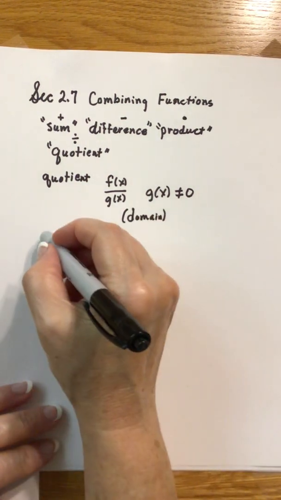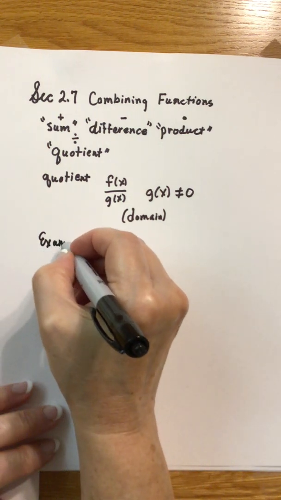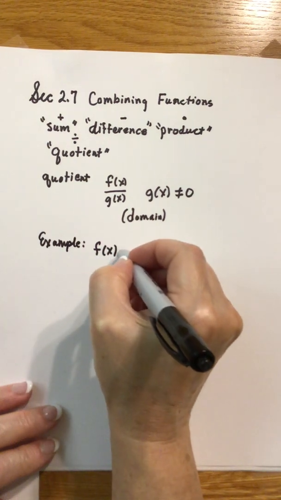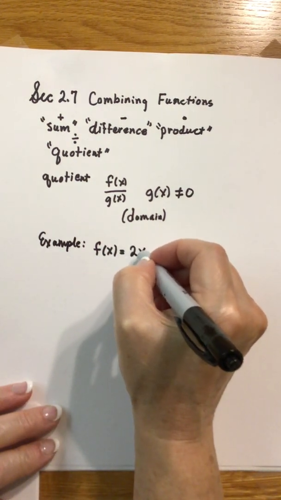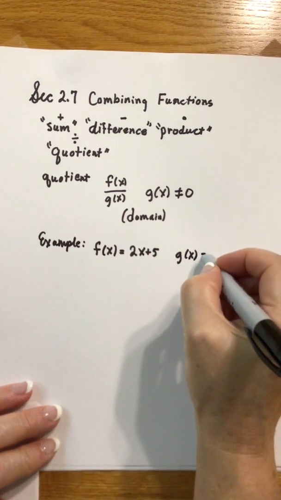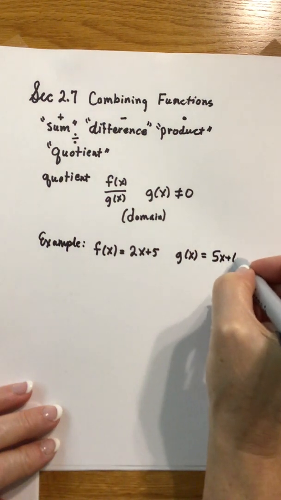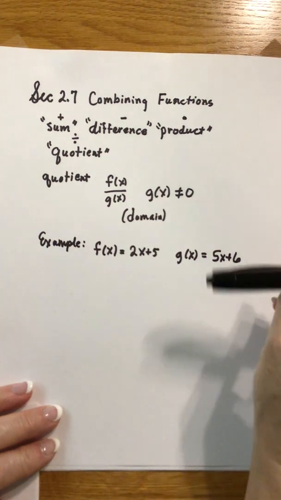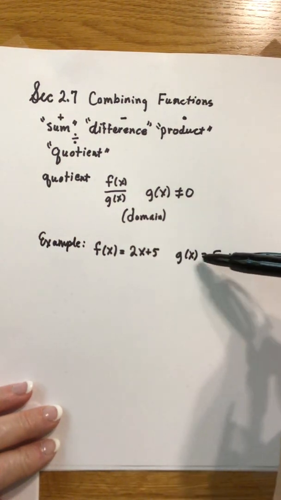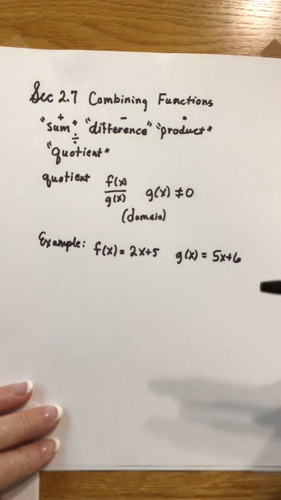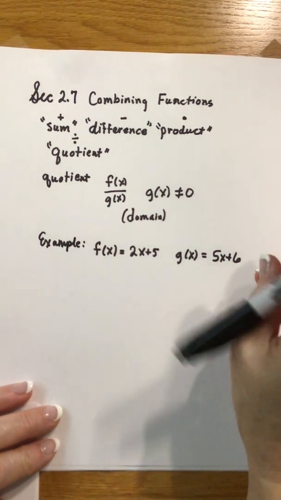So the first example we're going to look at is f of x equals 2x plus 5, and g of x equals 5x plus 6. Now, this next question is just a prior knowledge kind of question. What do we know about f of x and g of x? What kind of picture are we going to get with 2x plus 5 and 5x plus 6? We know each of those are linear equations then, right?